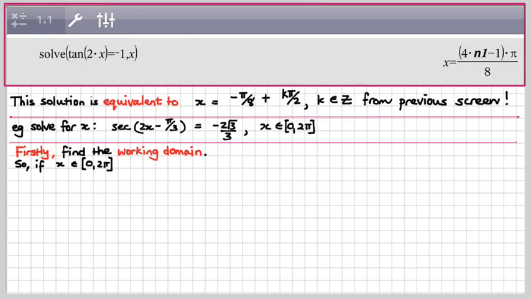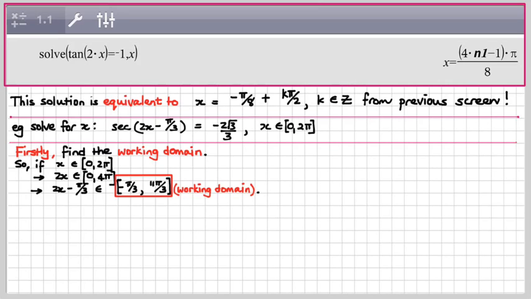Find the working domain, so if x goes from 0 to 2 pi, work it up bit by bit. Therefore 2x would be from 0 to 4 pi, therefore 2x minus pi on 3 would be, if you work it out, from minus pi on 3 to 11 pi on 3, and that's our working domain. That's how you capture all your solutions without doing the scattergun approach, doing too many and then having to cross them off. I don't like that approach, but a lot of people do. Whatever you like, as long as it works.